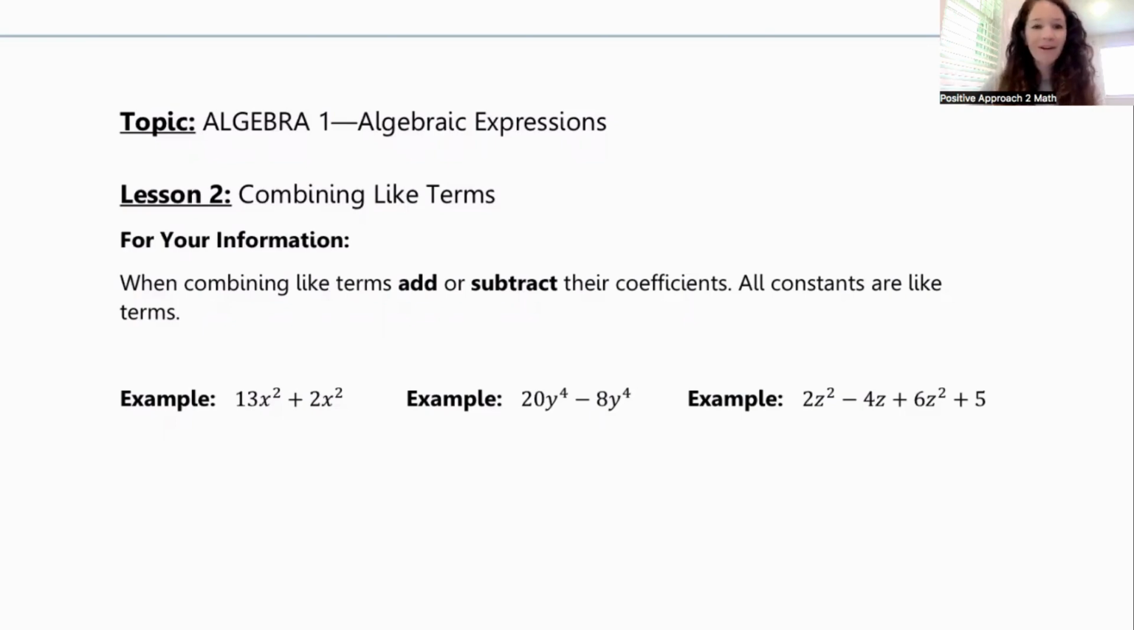We are moving right along in our algebraic expression topic, moving on to lesson 2, combining like terms. This is one of the most important lessons. It's something you will use in all levels of math, and I just want to make sure we are good to go with it. So, as always, we will have for your information. Then we will segue into a couple examples. We will have a summary and some helpful hints. And then we'll wrap up with some you tries, and they're designed for you to try on your own.